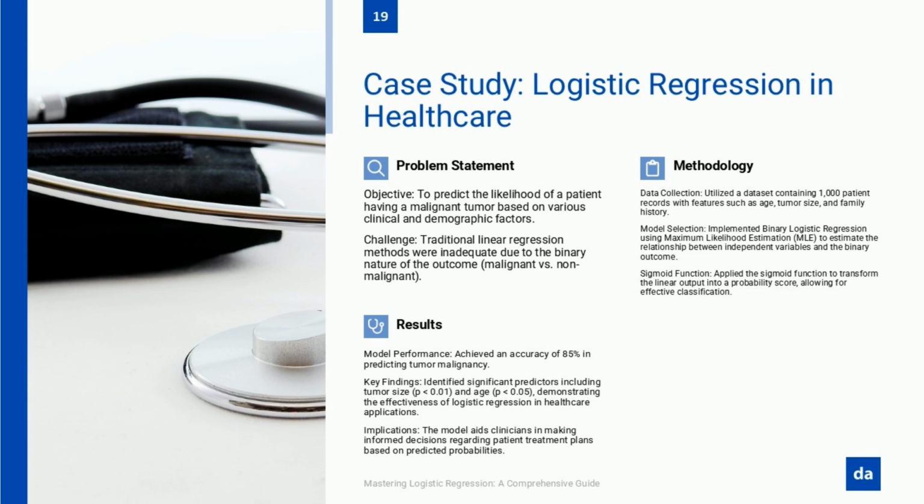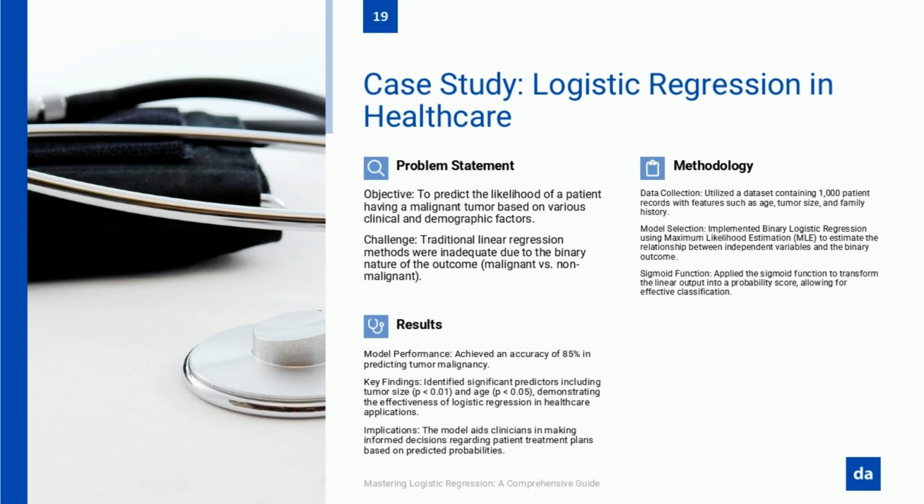Next, we clean and pre-process the data. This means handling missing values, encoding categorical variables like patient gender, and normalizing numerical features so that no single variable dominates the model. Then we train our logistic regression model using maximum likelihood estimation, MLE, to estimate the best fitting coefficients. The model applies the sigmoid function to transform raw predictions into probabilities, allowing us to classify patients as high risk or low risk. But here's where things get really interesting.